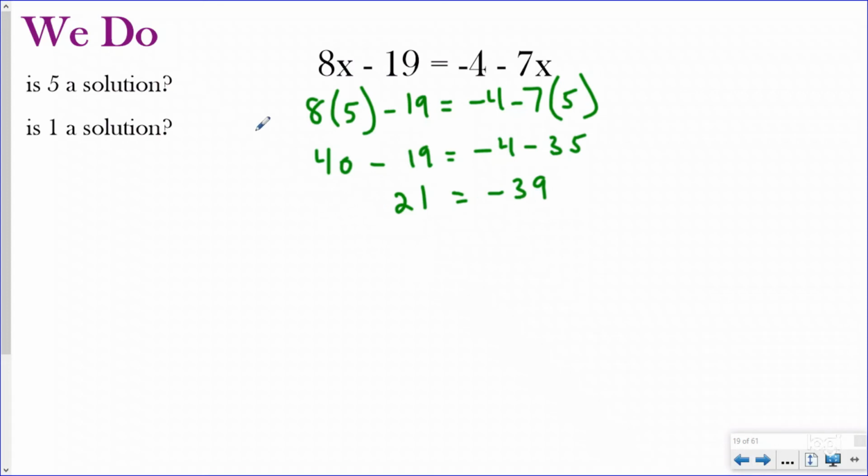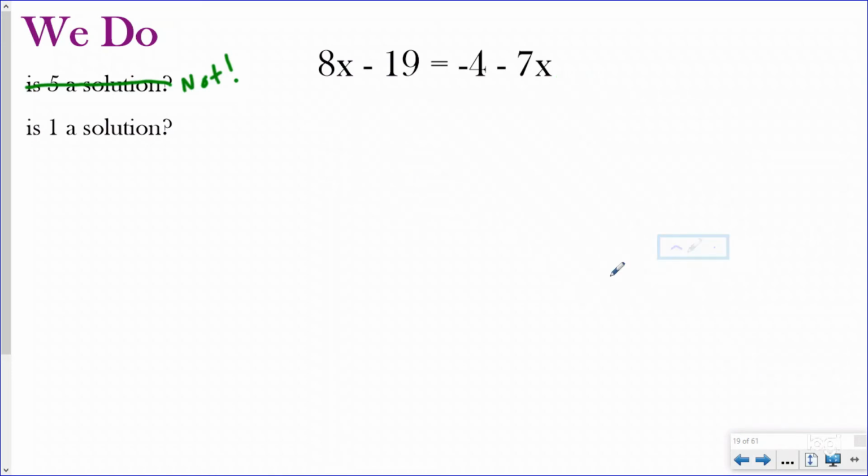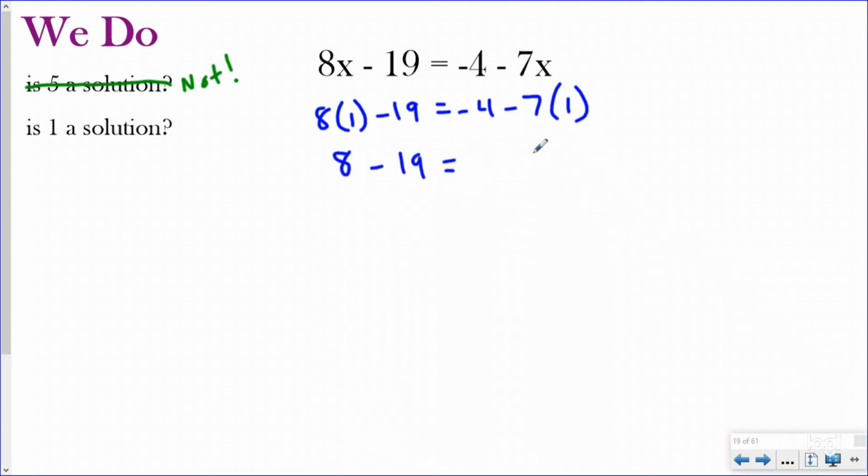So 5 is not a solution. Let's cross that out. Boo, 5, because it didn't keep our scale balanced. Let's try 1. Voila, magic, and everything's gone. So now we want to see if 1 is a solution. So I'm going to put in 8 groups of 1 minus 19 equals negative 4 minus 7 groups of 1. Obviously that's going to be 8 minus 19, negative 4 minus 7.